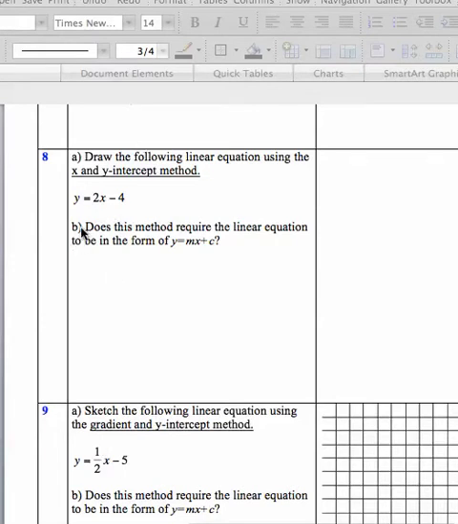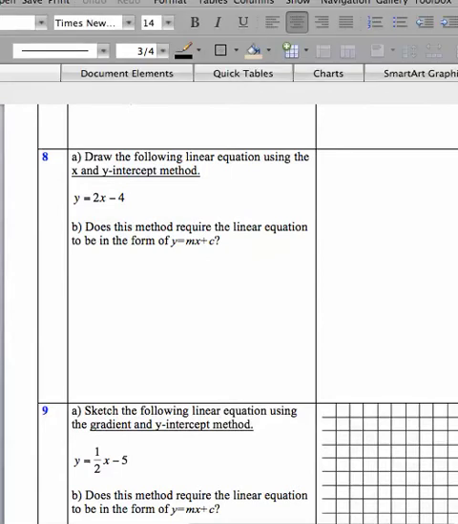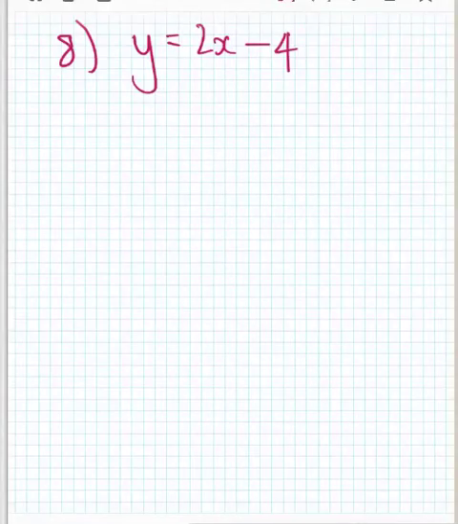Now with 8b, it asks us, does this method require the linear equation to be in this form? Well, no, it doesn't, because I don't need to know what the gradient is or the y-intercept. I just make x equals 0 and y equals 0 and I'm done. Okay? So you should have watched a lesson on this as well. We have done it in class, but I know some of you were away that day because you had sport. So using this method, the x and y intercept method, it's important that you use this method to show you understand how to use it.